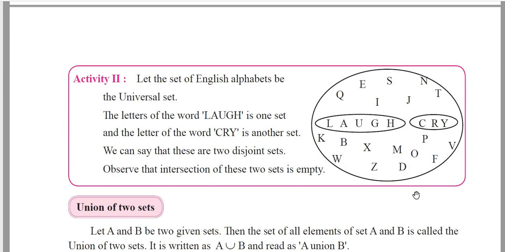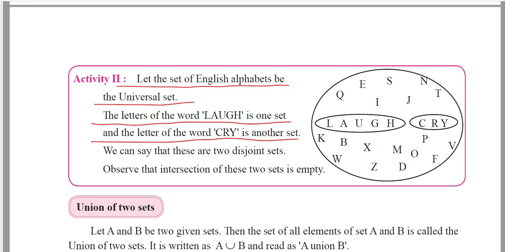Now next activity, let the set of English alphabets be the universal set. The letters of the word laugh is one set and the letters of the word cry is another set. We can say that these are the two disjoint sets. Observe that the intersection of these two sets is empty. दोन्ही सेट वेगवेगळे आहेत आणि दोघांमध्ये एकही एलिमेंट कॉमन नाही म्हणून त्या दोघांना आपण डिसजॉइंट सेट असे म्हणतो.